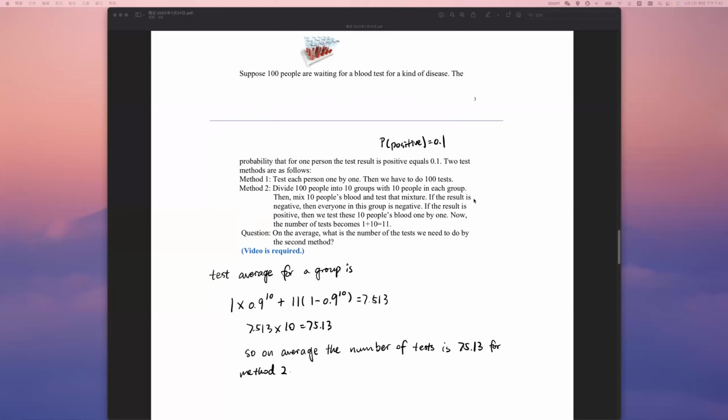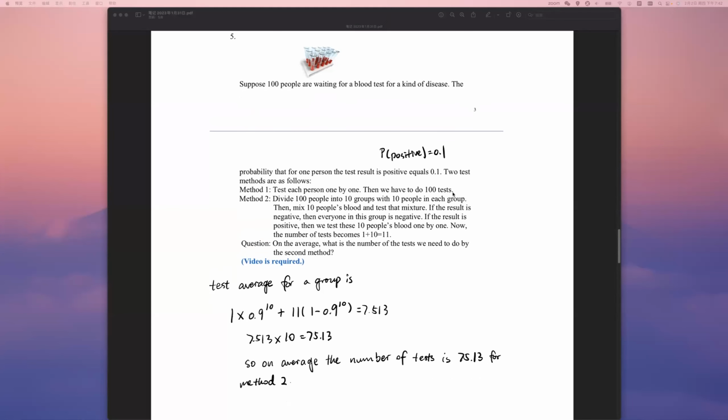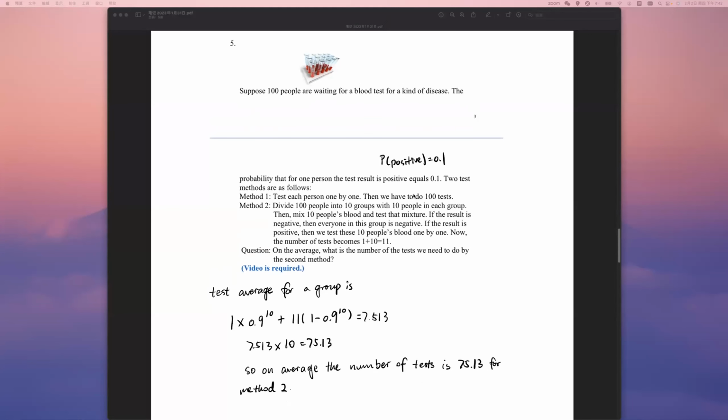So for problem 5, we need to test 100 people for their blood test. Method 1 says we have to do 100 tests, which means testing one by one. The second method is that we need to divide the 100 people into 10 groups.